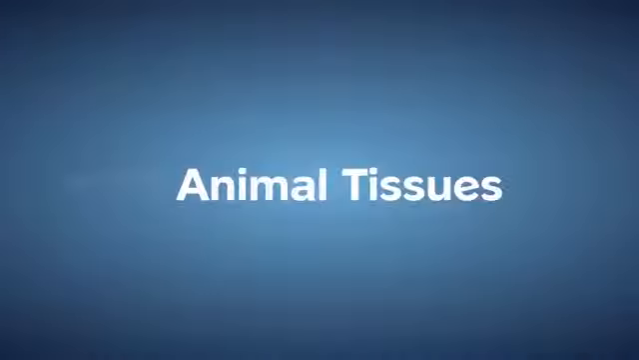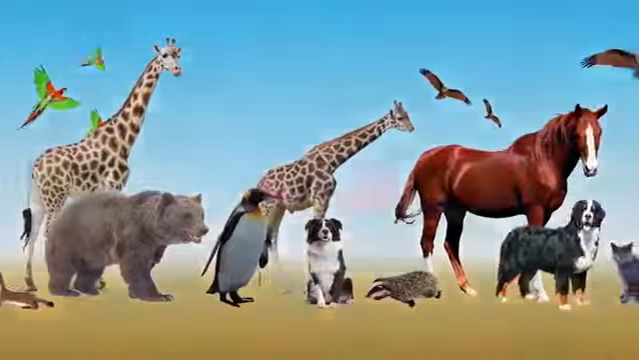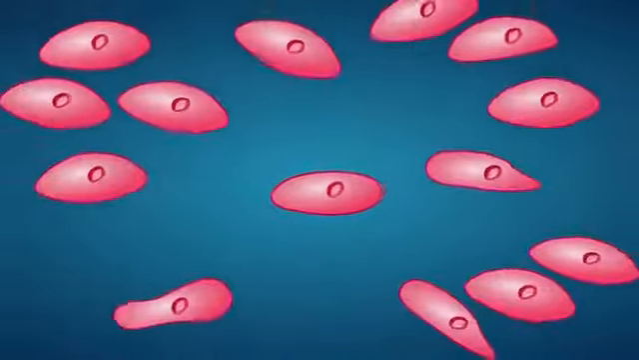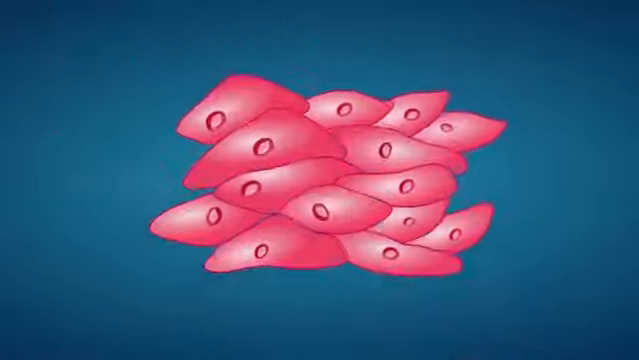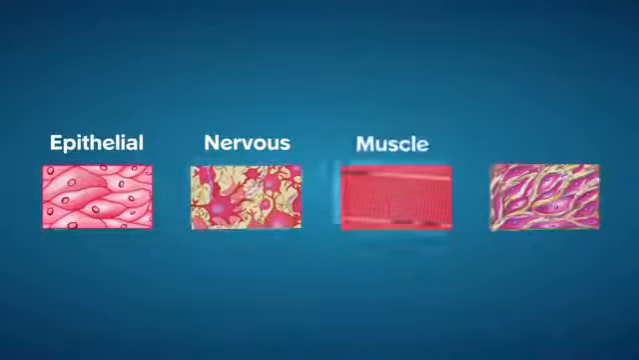Animal tissues. Almost all animals are made up of tissues. Tissues are groups of cells that are similar in structure and work together to achieve a particular function. Animal tissues are grouped into four basic types: epithelial, nervous, muscle, and connective tissues.